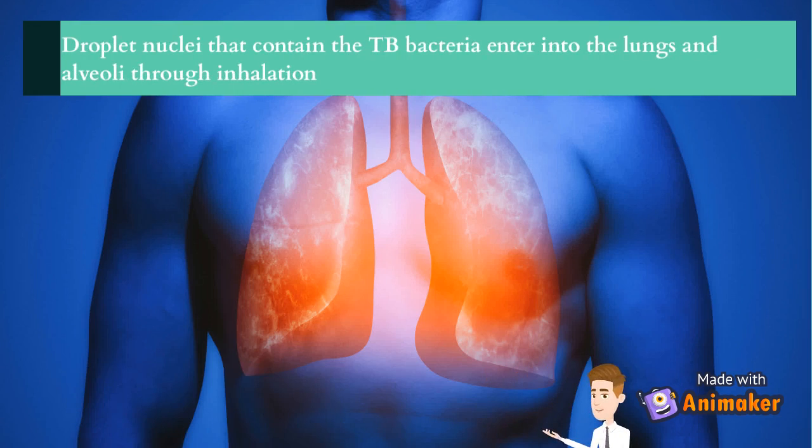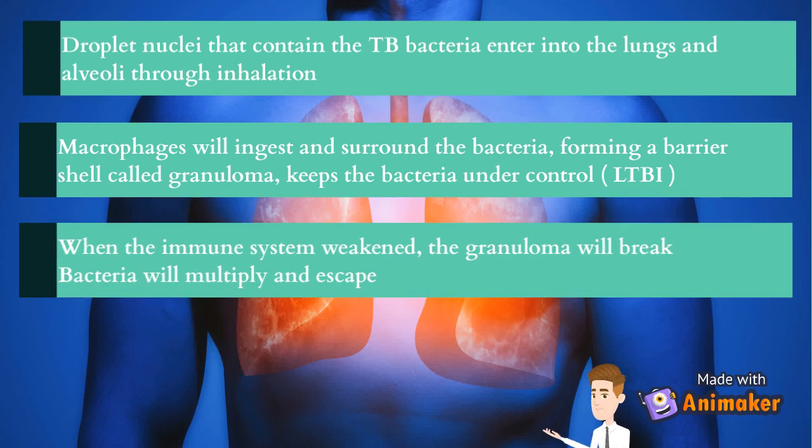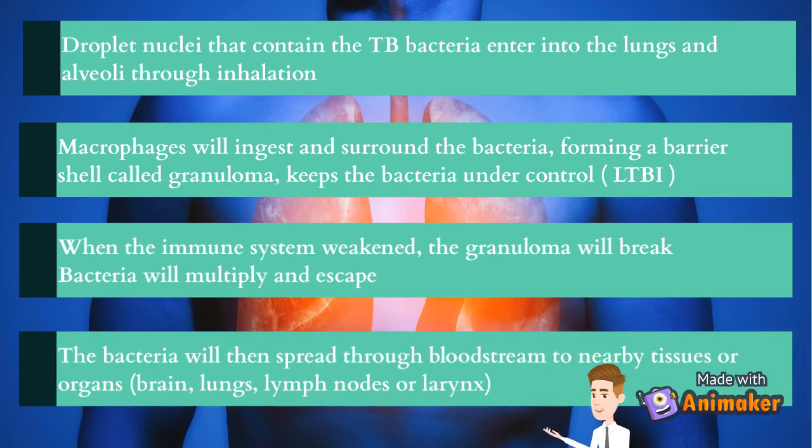The droplet nuclei that contain the TB bacteria will enter the lungs and alveoli through inhalation. After that, the macrophages will ingest and surround the bacteria, forming a barrier shield called a granuloma, which keeps the bacteria under control, and this condition is known as LTBI. When the immune system weakens, the granuloma will break and the bacteria will multiply and escape.